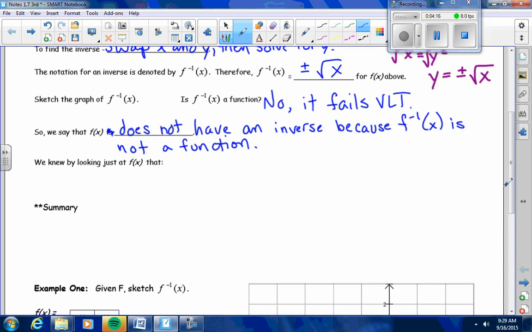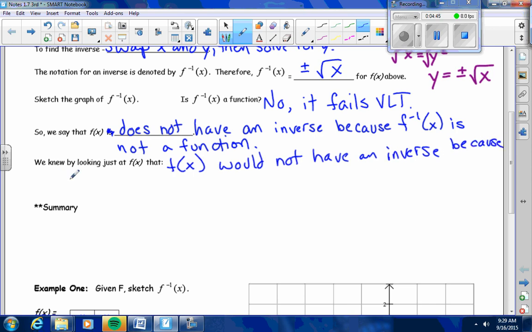Now, what if I told you we actually know that just by looking at f of x? We actually know, just looking at f of x, that it's not going to have an inverse. Okay? So just by looking at it, we'll know f of x would not have an inverse because f of x is not what we call one-to-one.